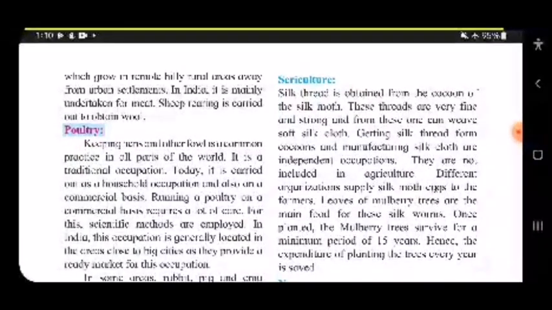In India, it is mainly undertaken for meat. That means from goats we get meat, and sheep rearing is carried out to obtain wool. Okay, that's why this occupation is also engaged in India.